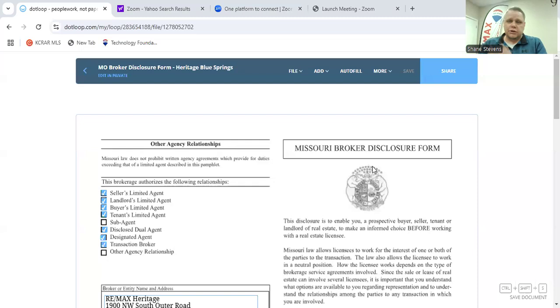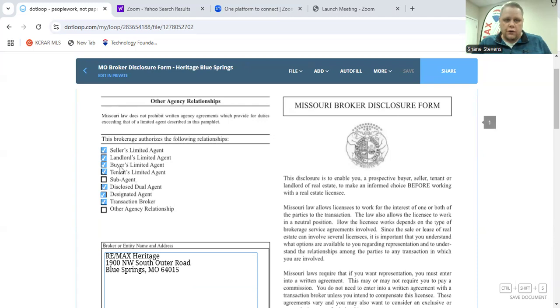Okay, so this is the Missouri Broker's Disclosure Form. The first thing I always say is this is the form that explains what relationships are allowed between agents and clients in the state of Missouri. If you pull up this form on Dotloop, it'll already have all the boxes checked that need to be checked, and it will have our brokerage information.